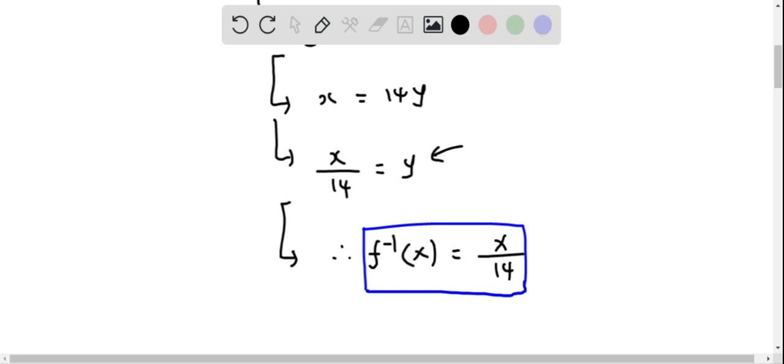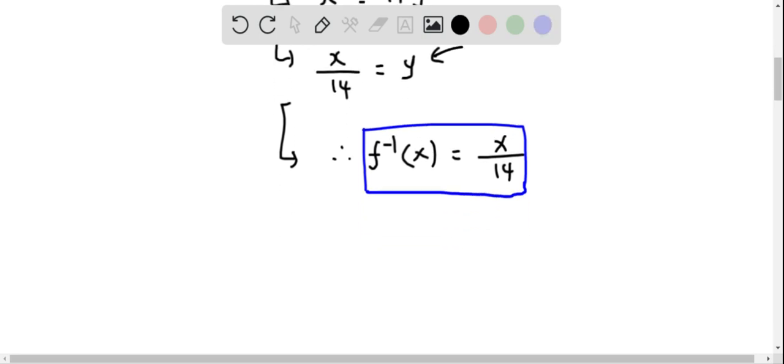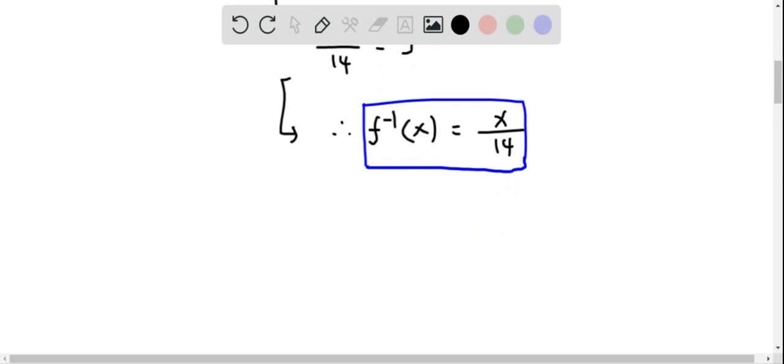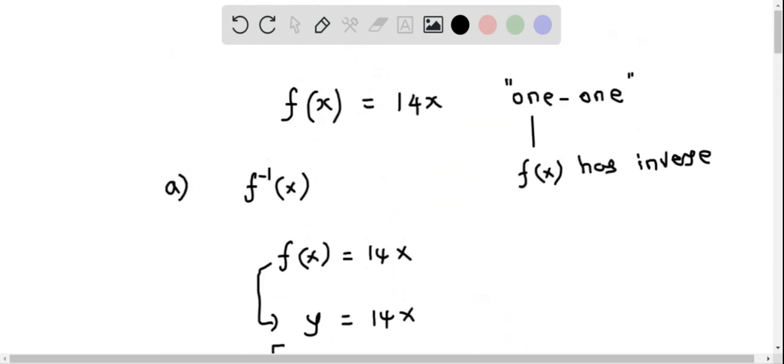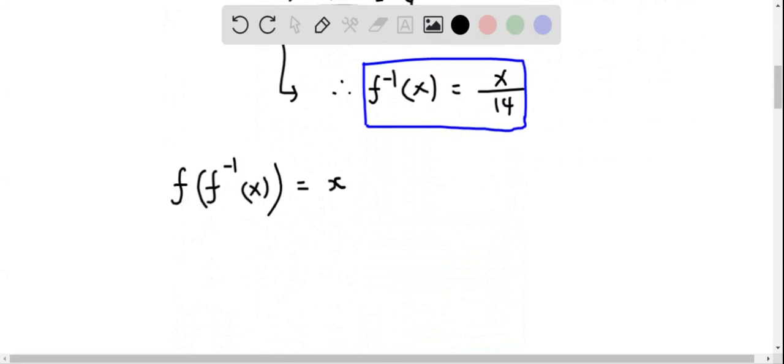Now let's see how to verify that this f inverse of x is the correct f inverse of x. For that, we have to verify this property of function and inverse function, that is f of f inverse of x should exactly equal x. When this equation becomes true, then the f inverse of x we found is correct. So for that, first let me copy the f(x) function.